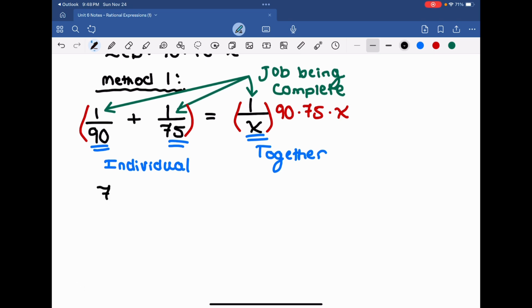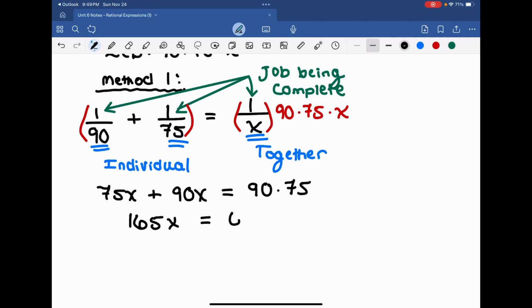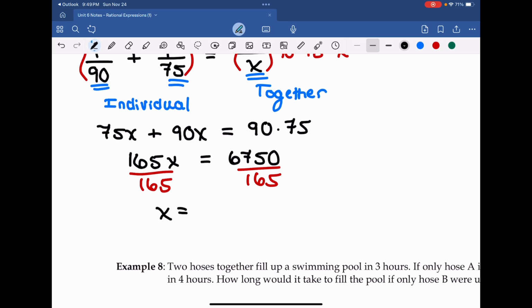Well, in the first term, the 90 is going to cancel, and this is going to give me 75x, plus our 75 is going to cancel, leaving me with 90x, which is equal to, my x's cancel, and I get 90 times 75. Let's write it out so we can visually see it. This is going to be equal to, on my left, 165x if I combine them together, which is equal to 90 times 75, which is 6,750. I divide both sides by 165, and this gives me that x is equal to 40.9. So it's a bit of a decimal, which is okay.